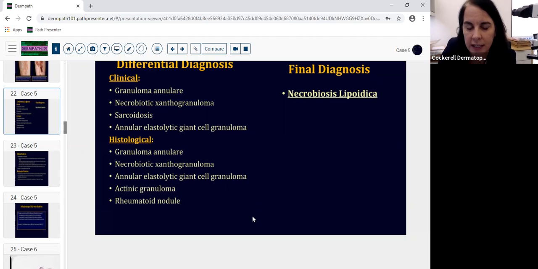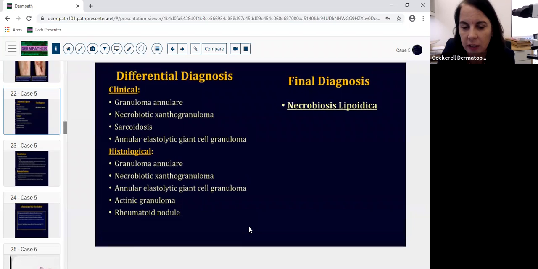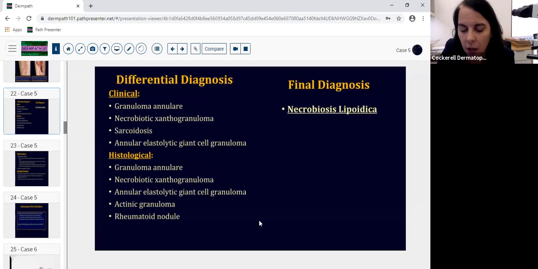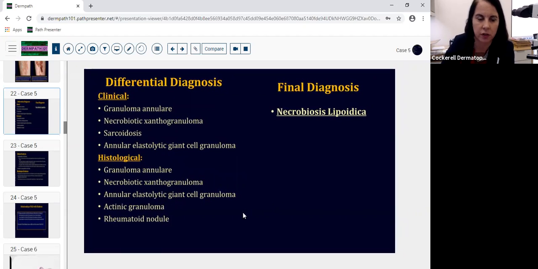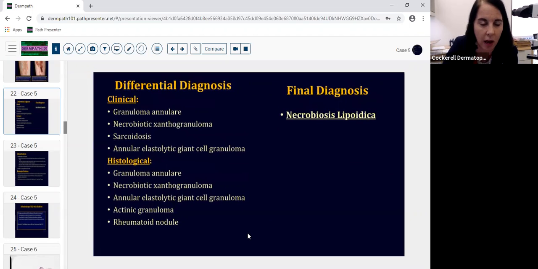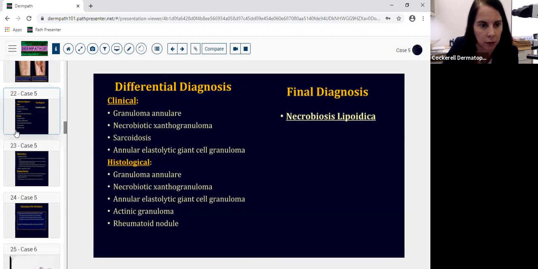Rheumatoid nodule, again, it'll be deeper, more located in the subcutis. You'll see areas of necrobiosis and more palisading than you see with necrobiosis lipoidica. Rheumatoid nodule location is another key factor on the extensor surfaces. Olecranon area is more typical for rheumatoid nodules. So you need some clinical pathologic correlation at times, especially if the biopsy is small.